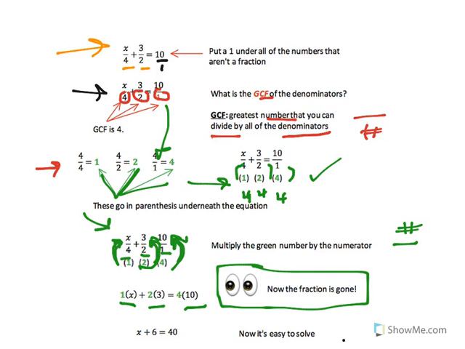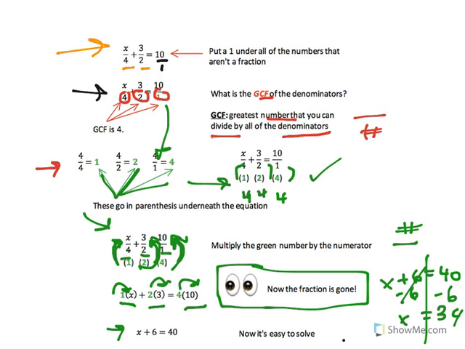I am left with, I distribute. I am left with this equation here, and we know how to solve this one. Easy, easy, easy, right? I draw the line, minus 6, x equals 34.